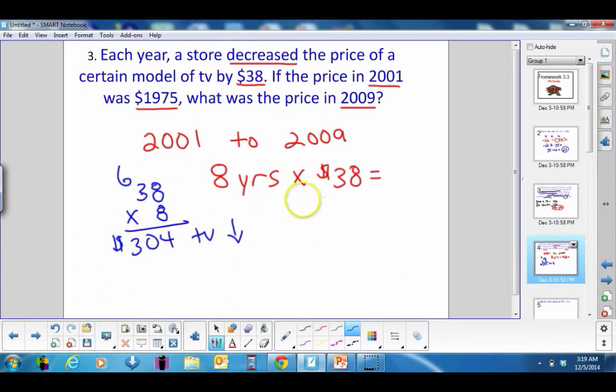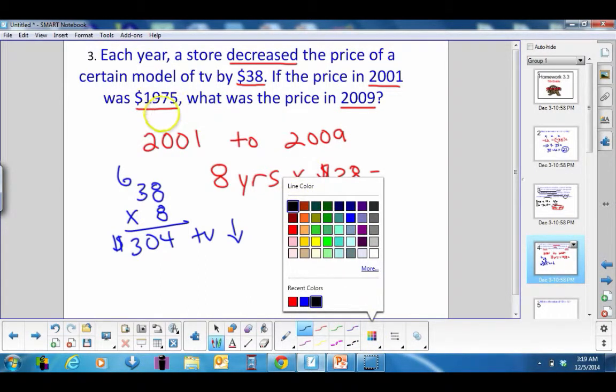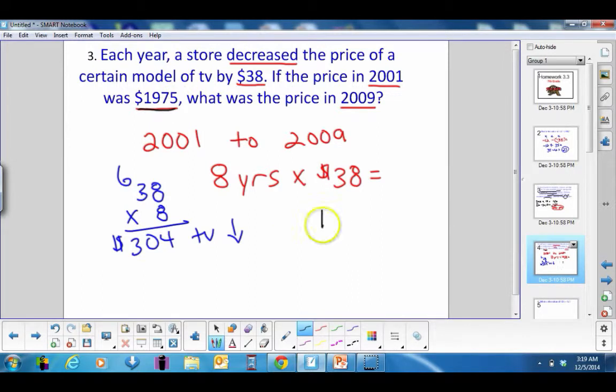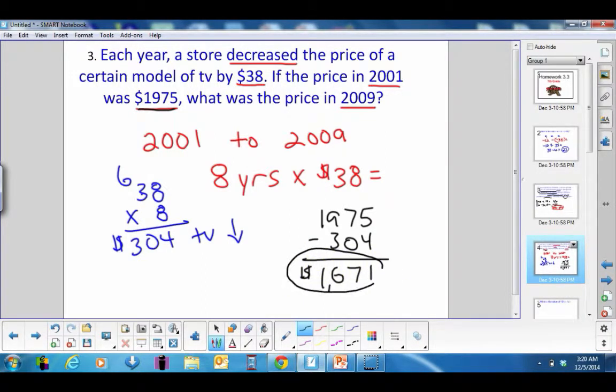Okay, now let's see, it says what was the price in 2009. So I'm thinking if I take my total price, which we started with, $1,975, and I subtract the amount that it's decreased over the years, $304, it should give me my answer. 5 minus 4 is 1, 7 minus 0 is 7, 9 minus 3 is 6, and then I bring down my 1. So it looks like the price in 2009 was $1,671. That's the 2009 price.